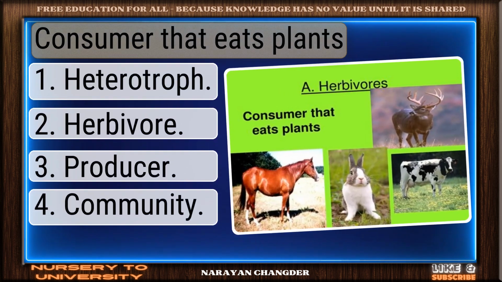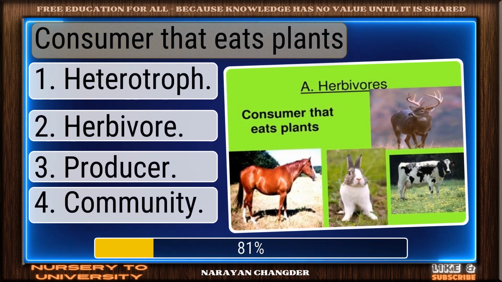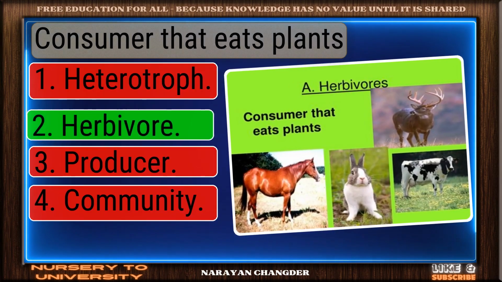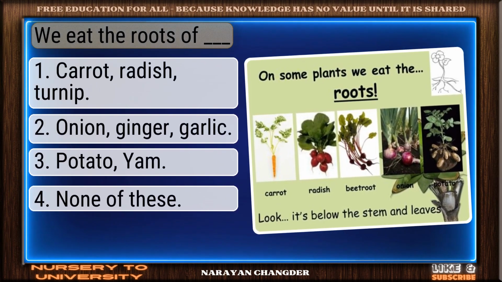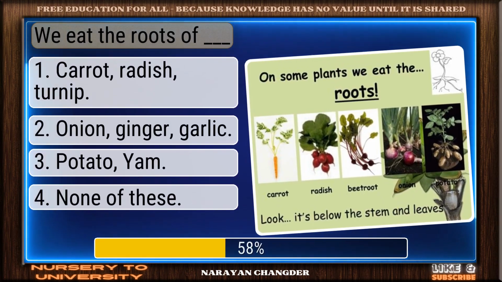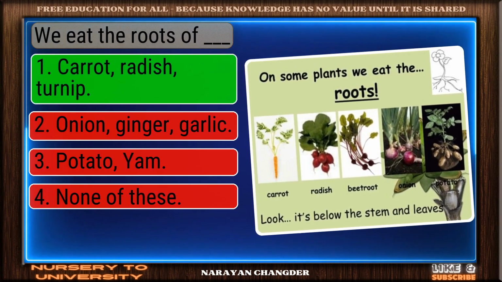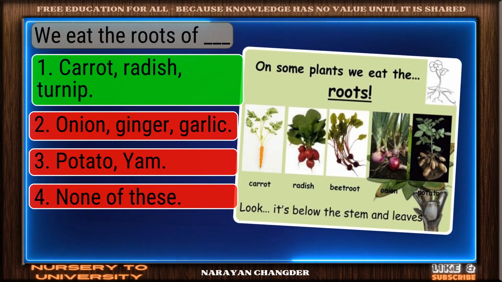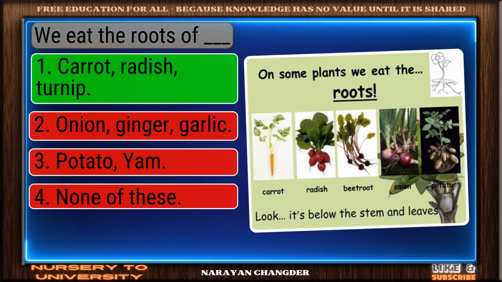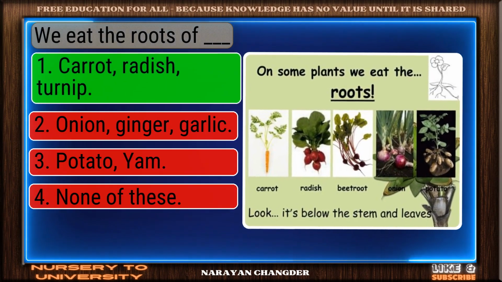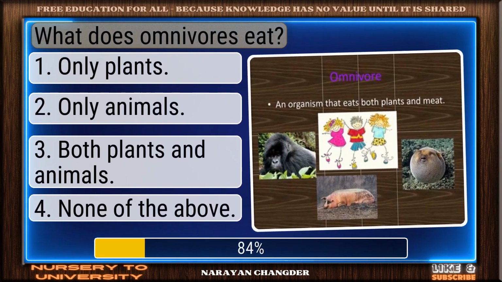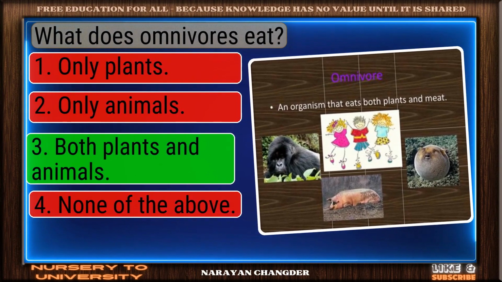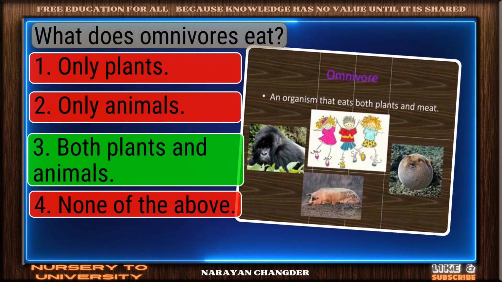Consumer that eats plants. You're right. Herbivore is the correct answer. We eat the roots of dash. Exactly. Carrot, radish, turnip makes sense, and it is the right choice. What do omnivores eat? Smart pick. Both plants and animals is the correct choice.